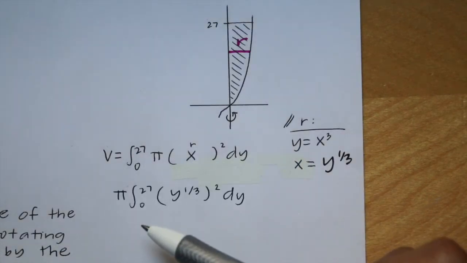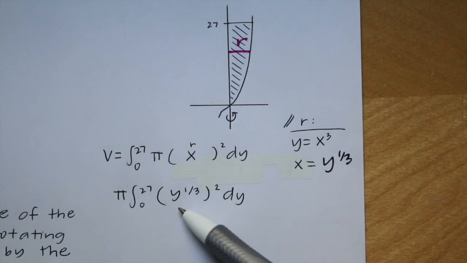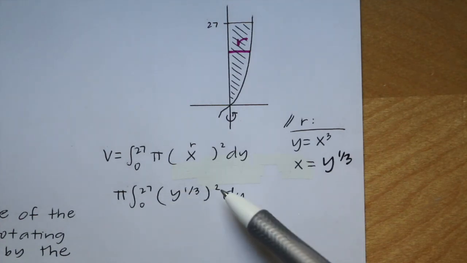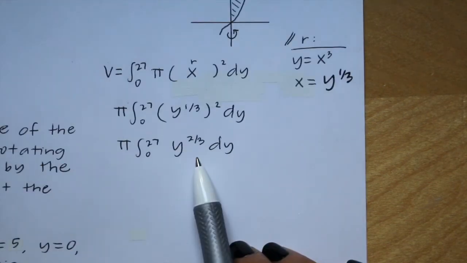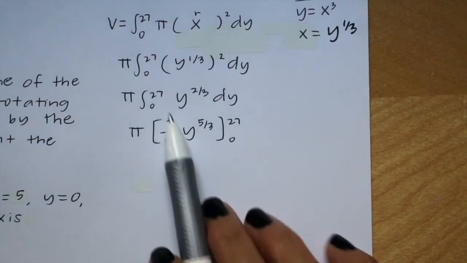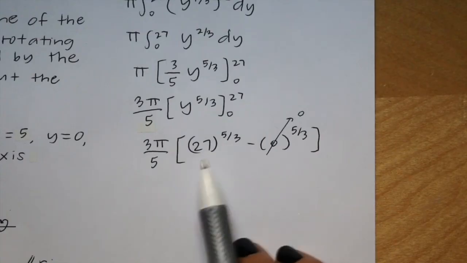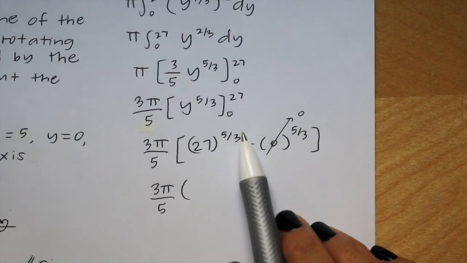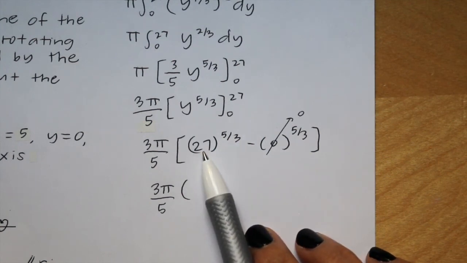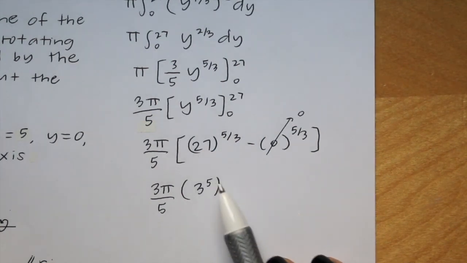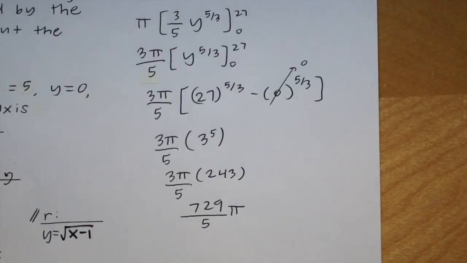We have pi, the integral from 0 to 27, and then we have y to the 1/3, quantity squared, dy. First, I rewrote it as y to the 2/3, and now we're ready to integrate. I'm actually going to pull this 3/5 to the front, and now we're going to plug in 27 minus plugging in 0. Okay, we're almost done. We just want to simplify this. Take care of the root first. The cube root of 27 is 3. And then you have 3 to the 5th, so you get 729 pi over 5.